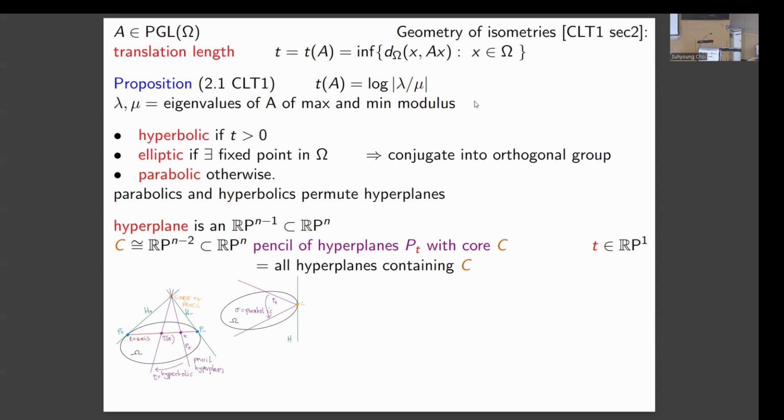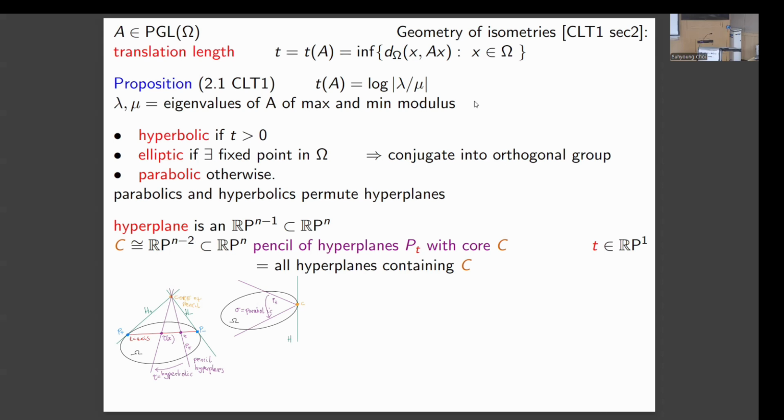So there's a basic fact about the translation length of a projective transformation: you take the eigenvalues of largest and smallest modulus in A. Now, A is only defined up to scalar multiples. You take the ratio of those eigenvalues, so that's unchanged by taking scalar multiples, and then you take the logarithm of the absolute value. That is the translation length of an isometry. And it's actually quite difficult to prove that. In fact, I'll be doing that.